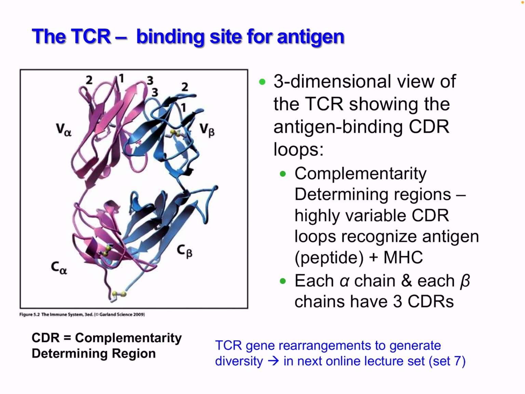So the binding site for antigens. There's a three-dimensional view of the T cell receptor showing the antigen binding CDR loops. These are the complementarity determining regions, which are highly variable CDR loops which recognize the peptide and MHC. Each alpha and each beta chain has 3 CDRs. It's important to remember: CDR, complementarity determining region. The T cell receptor gene rearrangements that generate diversity are in the next lecture set.